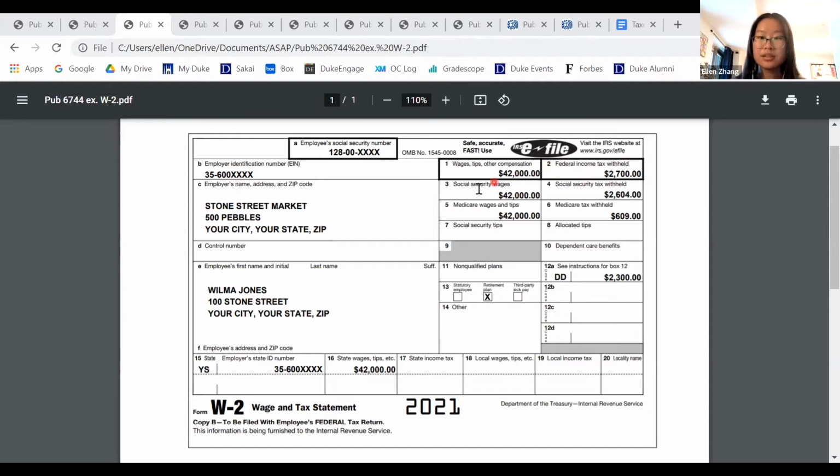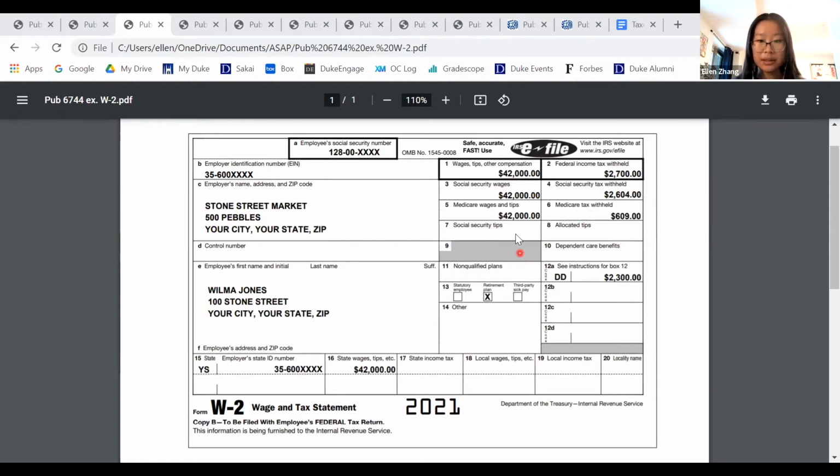And then boxes 3 and 5 are usually the same as box 1. We'll see another example later on when they're not the same, but these are just any Social Security wages or Medicare wages and tips, and they usually are the exact same as your overall wages, tips, and other compensation. Then in box 4 and 6, these are the exact amounts withheld for the purposes of your Social Security tax or Medicare tax. And these are just usually automatically generated based on a certain percentage.